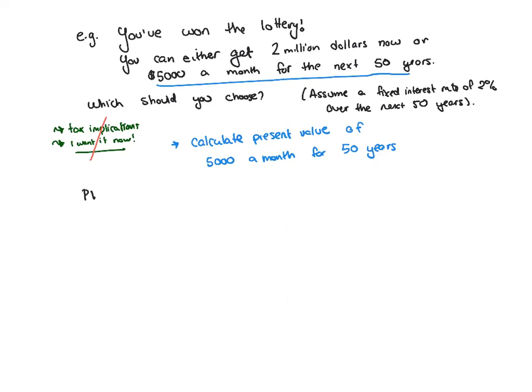So the present value is the payment amount times 1 minus 1 over 1 plus I to the n, over I. So we can identify all of our variables. The payment is $5,000, and that's a month. So I have to make sure everything is in terms of months. My interest rate is 2%.